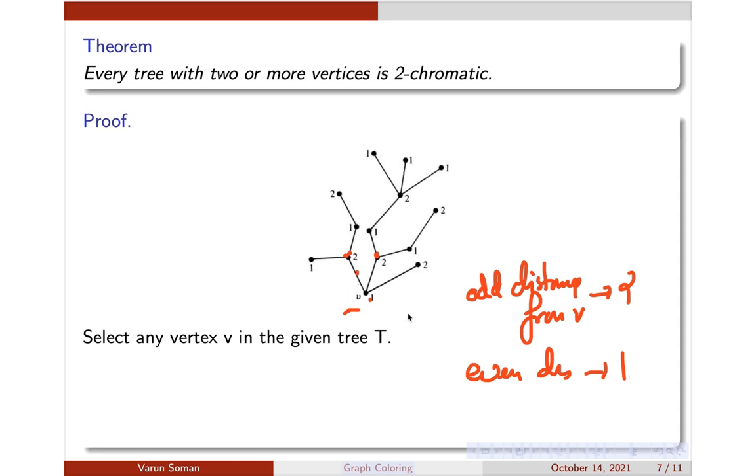So for the vertices at even distance, if you look at this vertex, it is at distance 1, 2 from V.